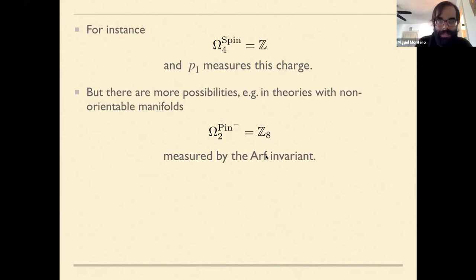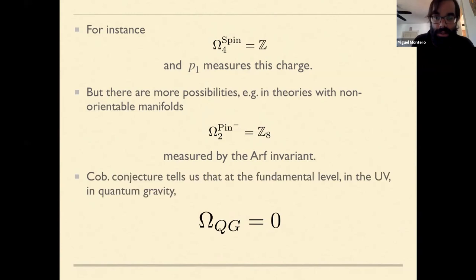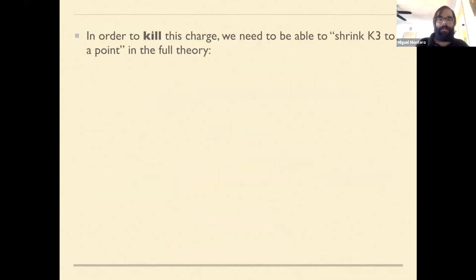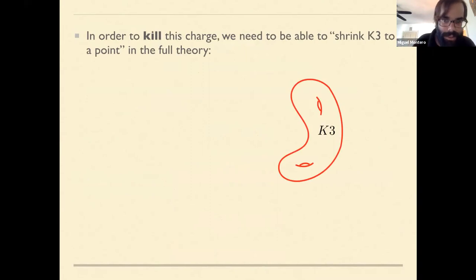So bottom line, in a semiclassical theory of gravity, because you have topology changing transitions, there's a natural global charge, which is given by these bordism groups, but there are no global symmetries in quantum gravity. So the cobordism conjecture tells us that at the fundamental level in the ultraviolet, the bordism group actually has to vanish, okay? But how does this happen exactly? Well, if the bordism group vanishes, that means that, for instance, if we have this K3, it has a global charge, we want this global charge to disappear. We want to have some sort of transition in the theory that allows us to shrink the K3 to a point, to have this particle decay into the vacuum.